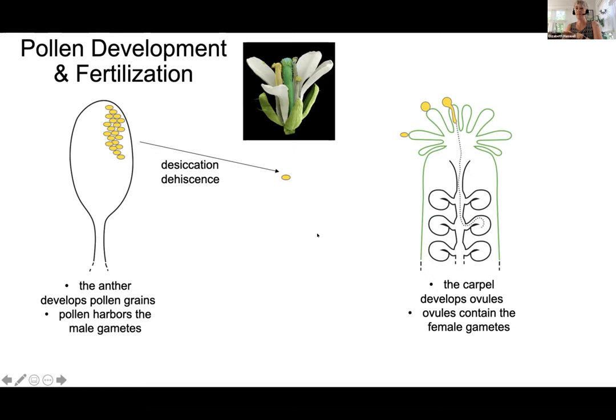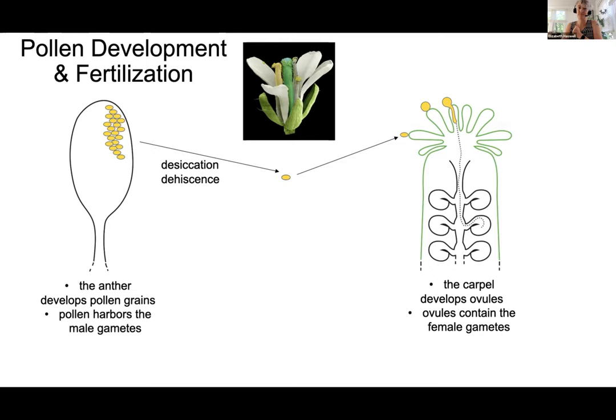On the right in green, in the middle of the flower, and then illustrated on the right is the carpel. And this contains the ovules, which have the egg cells in them, which are the female gametes. Now, during the process of fertilization, the pollen grains in the anther first undergo desiccation. So they lose most of their water. Different plants do this differently, but in Arabidopsis, they undergo quite a bit of desiccation. They lose most of their metabolic activity, and they also undergo dehiscence, which is to say they detach completely from the anther, and then they can fly around. That's what causes you to be inhaling pollen grains when you're having allergies.